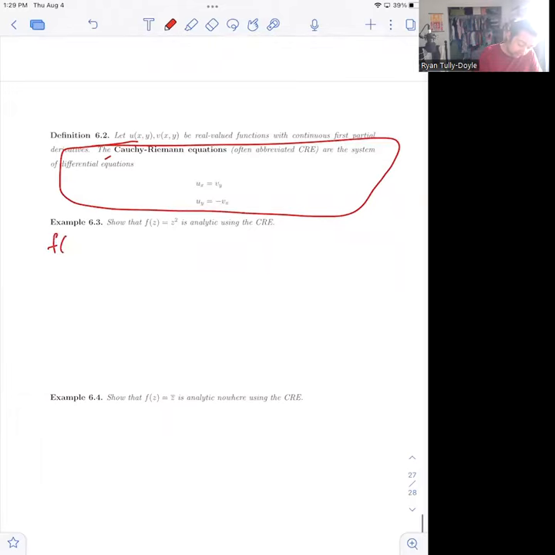So if f of z is equal to z squared, then that means it's equal to x plus iy squared. Remember, I need to sort this into a real function of x and y and an imaginary part, which is v of x and y. I can multiply this out, and I'm going to get x squared minus y squared plus i times 2xy. That's the result of foiling everything out and sorting the terms into real and imaginary parts.